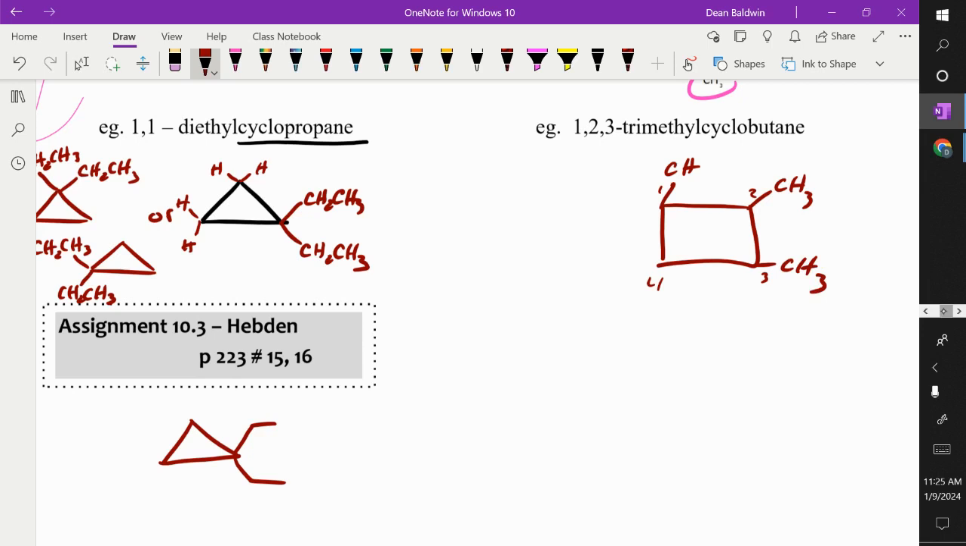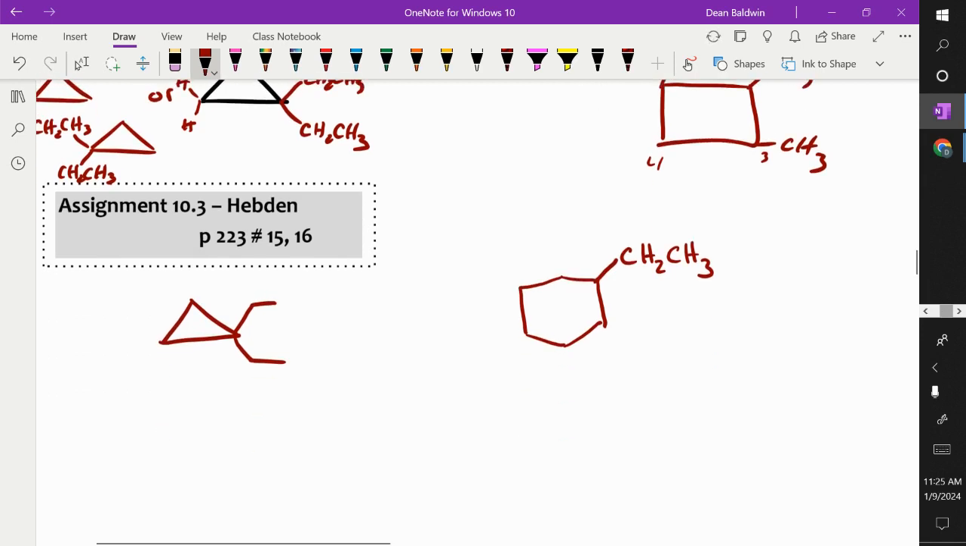What if you had this? How many carbons are in the ring? 6. 1, 2, 3, 4, 5, 6, right? So you look at the ring, okay? So the ring is 6. So it's cyclohexane.